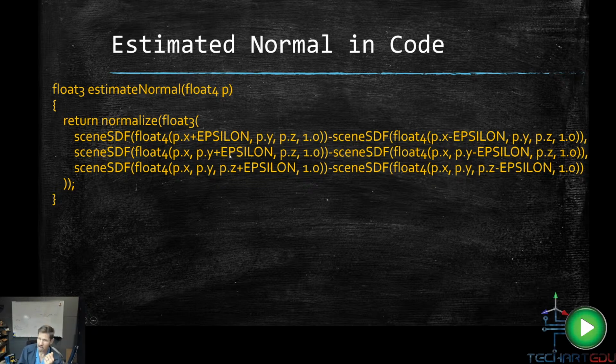And then we're going to do the same thing for y, and then the same thing for z. So it's always the signed distance field of the component plus epsilon, subtracting the signed distance field of the component minus epsilon. And that is how it generates our normals.